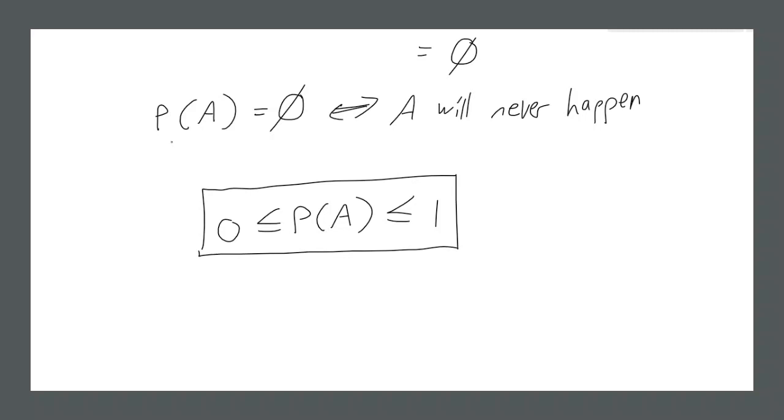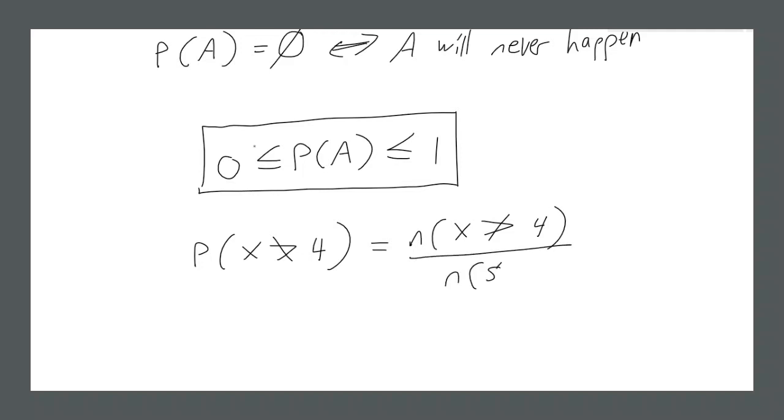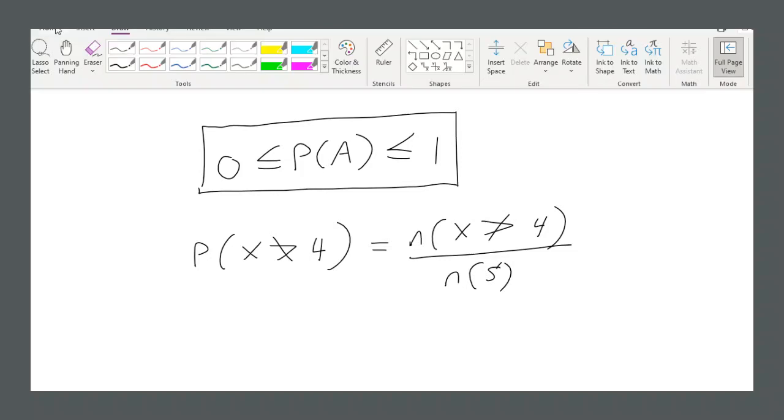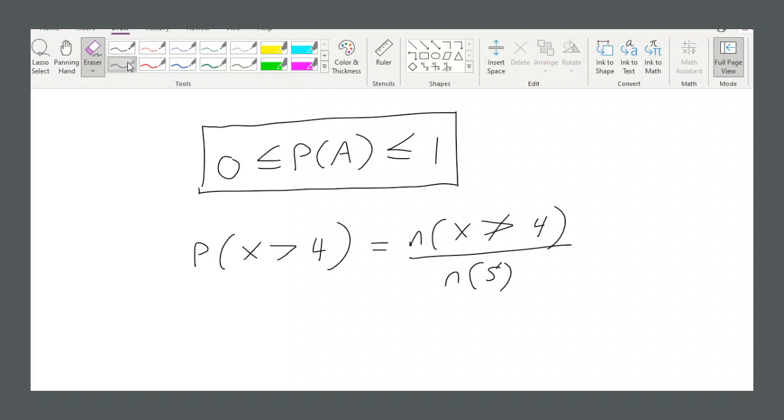Okay. Now, let's do another example. What about the probability of x not being greater than 4? Okay. So, what's that? Well, that's going to be the number of ways that x is not greater than 4 divided by the total number of possible outcomes. I'm actually going to fix this slash here. There we go.